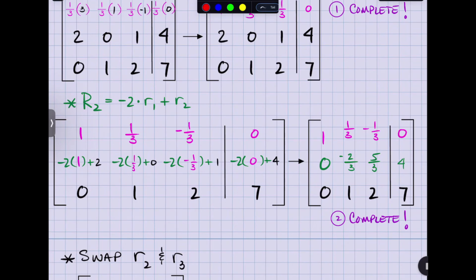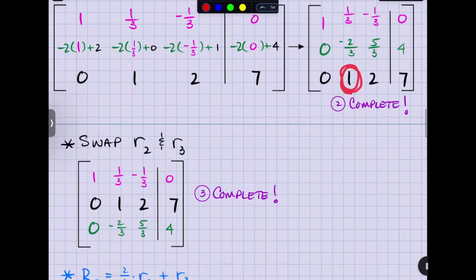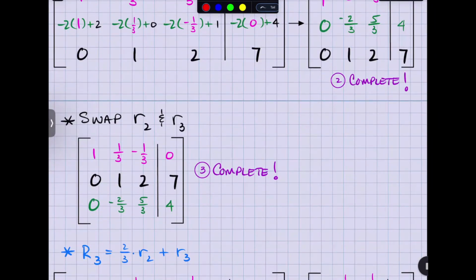Now we have to make this a 1. Now, some of you guys might say, so does that mean we got to multiply by negative 3/2? You could, but we already have a 1 here. So I could swap row 2 and row 3. So that's all we're going to do. We're going to swap it so that that becomes 1. That is 1. Right? So we made equation 3 equation 2 and equation 2 equation 3. No big deal.